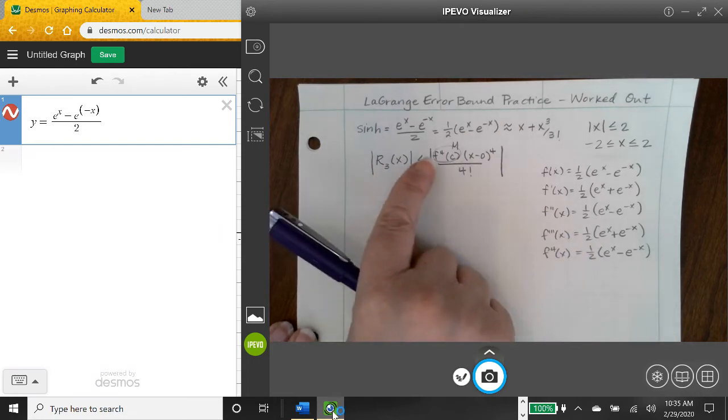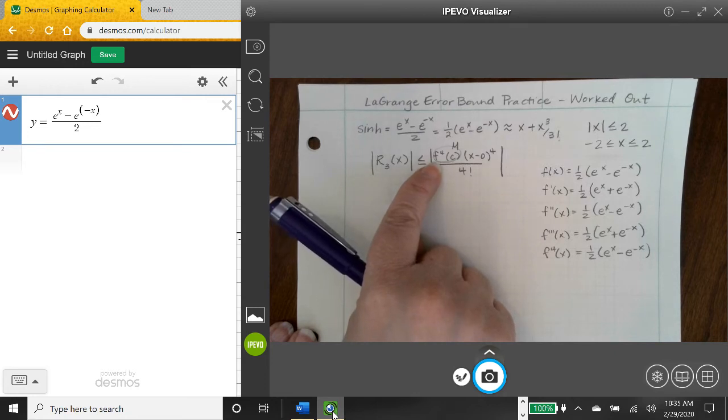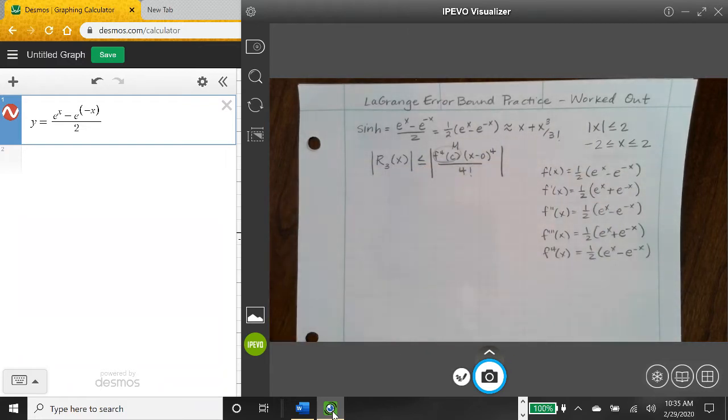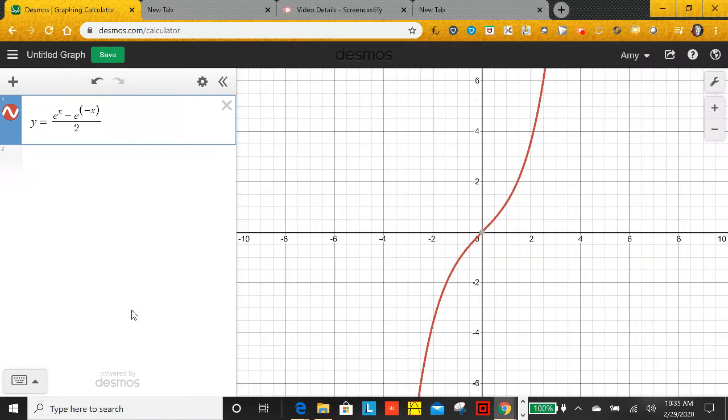Okay, so I need to find the maximum of this fourth derivative, because that'll be the worst case scenario of the error between -2 and 2. And we remember, if we recall the graph here, that it's going to be clearly at 2. Does everybody see that the biggest value between -2 and 2? And this is an odd function, so it's going to be at -2 or 2, but we may as well take the positive value. It's going to be at 2.